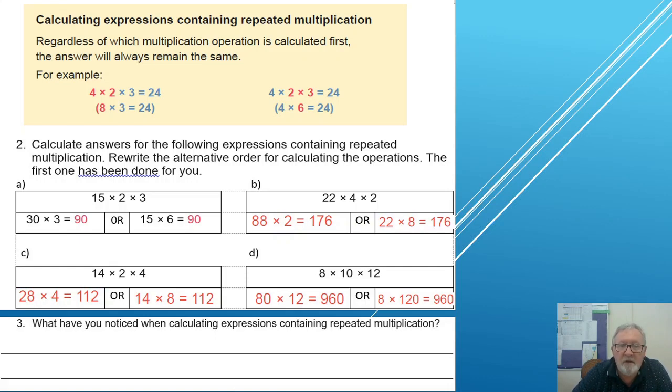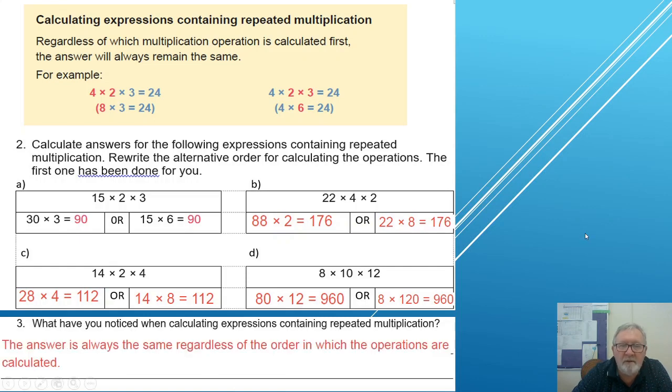What have you noticed when calculating expressions containing repeated multiplication, such as here, or here, or here? What do you notice? Okay, let's see what you wrote. Something along these lines. It doesn't matter if your wording's a little different. The answer is always the same, regardless of the order in which those operations are calculated, meaning the repeated multiplication. It's the same no matter what.